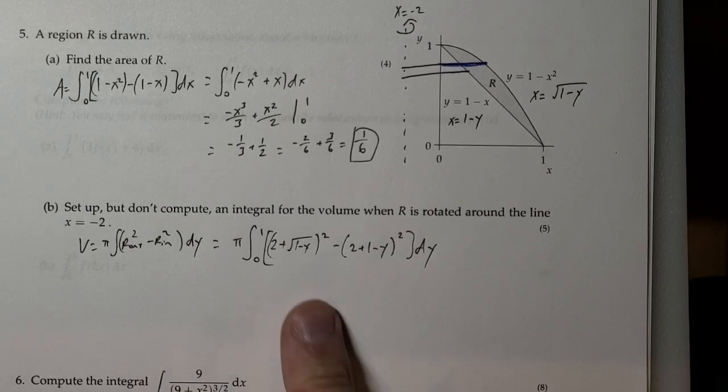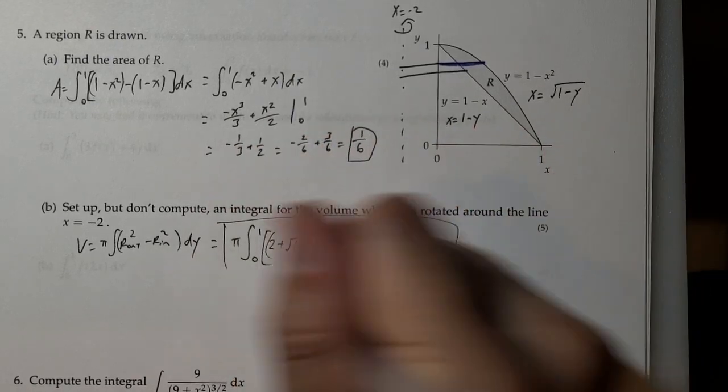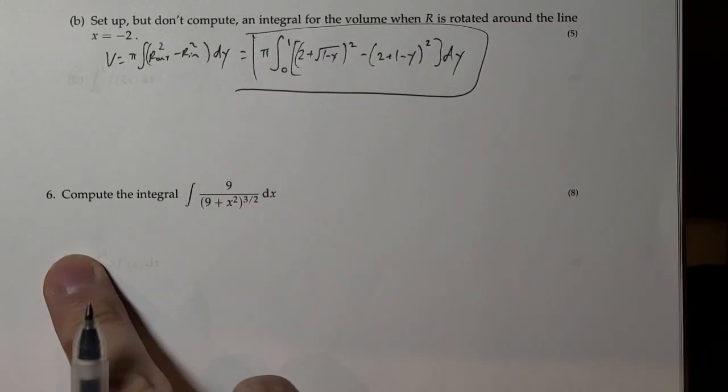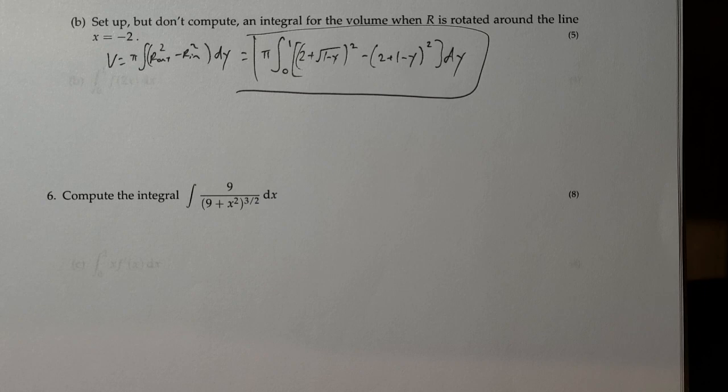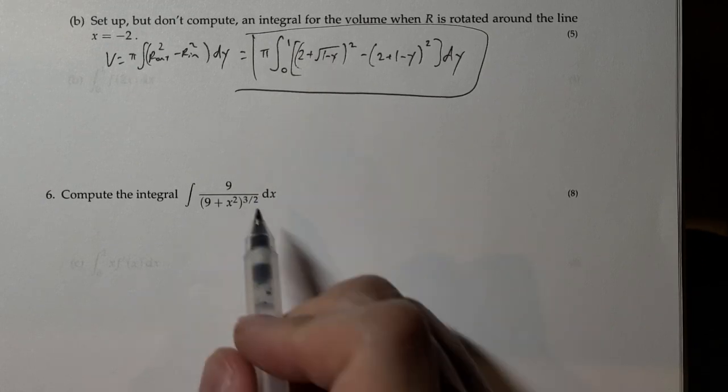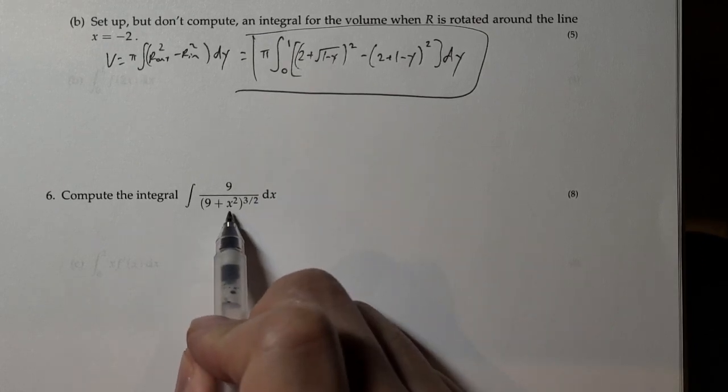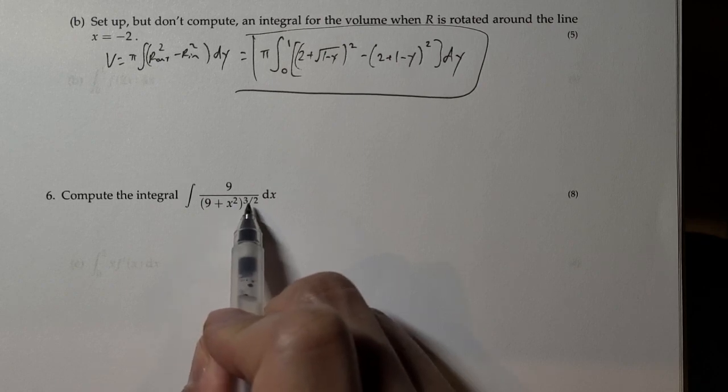Okay, that's it. That's all we need to do for this problem. This one, compute this integral. This looks like a trig sub. Why do I know that? Because it's something squared plus something squared, and this is technically a square root cubed.